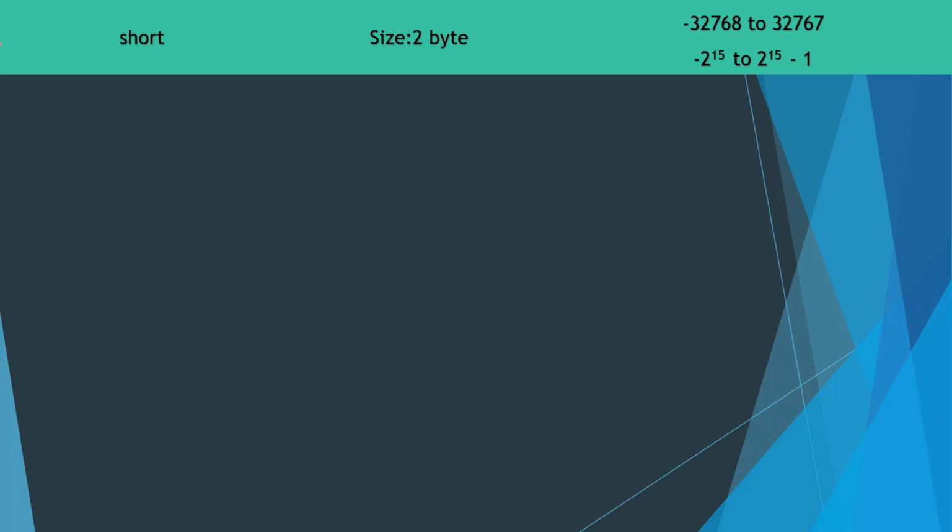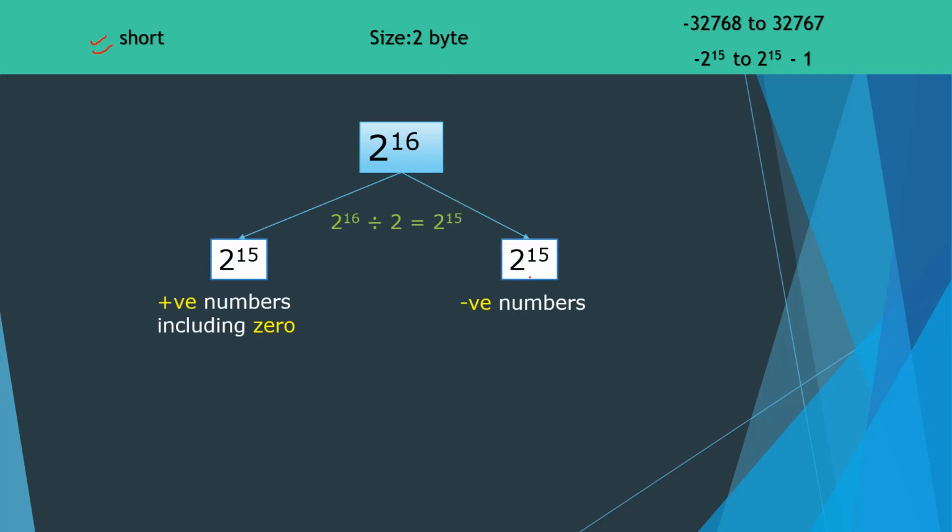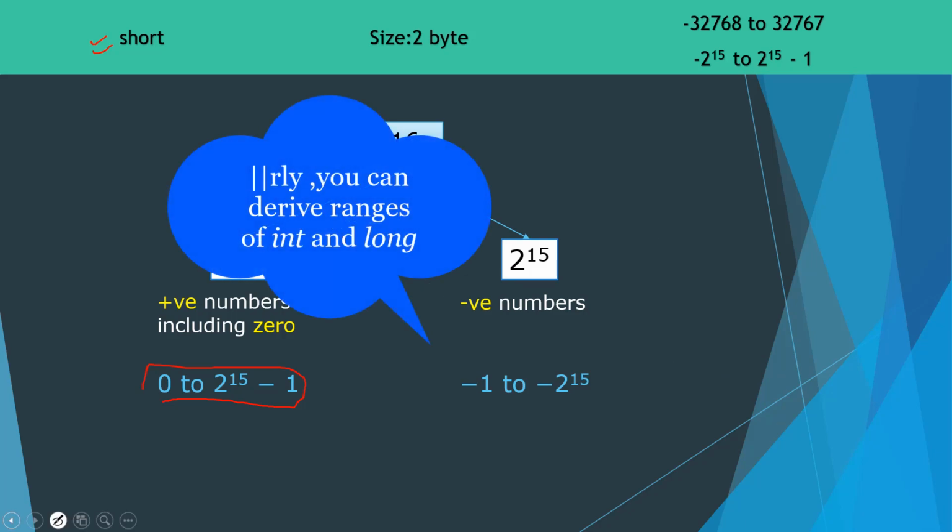Simple. The similar explanation holds true for the short data type. Okay, so as there are 2 bytes, there will be 16 bits. So we'll have maximum 2 power 16 numbers possible. Okay, so 2 power 16 can be again divided into two groups, 2 power 15, 2 power 15. One group will contain all the non-negative numbers and one group will contain all the negative numbers. And simple, as the non-negative numbers start from 0, we'll have 0 to 2 power 15 -1, and the negative numbers will be -1 to -2 power 15. Simple as that.